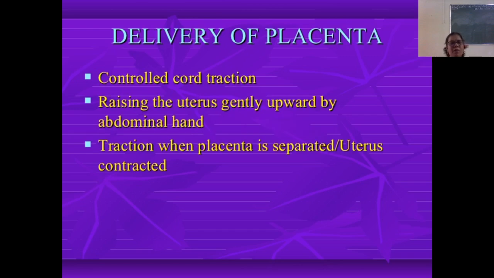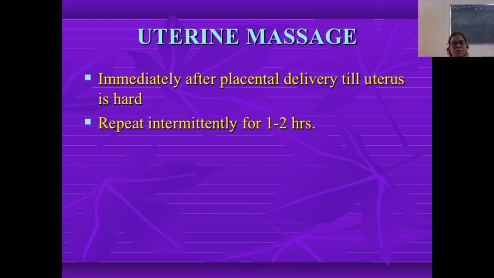Then delivery of placenta. Controlled cord traction, raising the uterus gently upward by abdominal hand. Traction when placenta is separated or uterus is contracted. Then uterine massage immediately after placental delivery till uterus becomes hard. Repeat intermittently up to 1 to 2 hours. So this helps for removing any clots that are there inside the uterus.